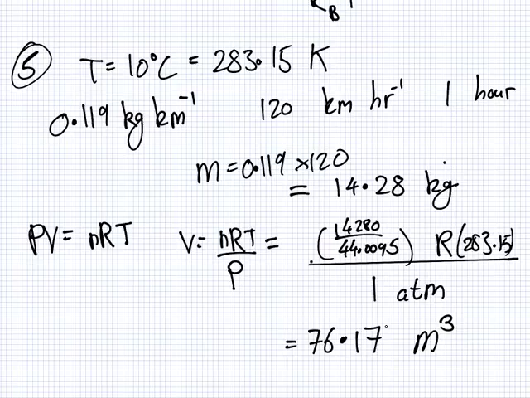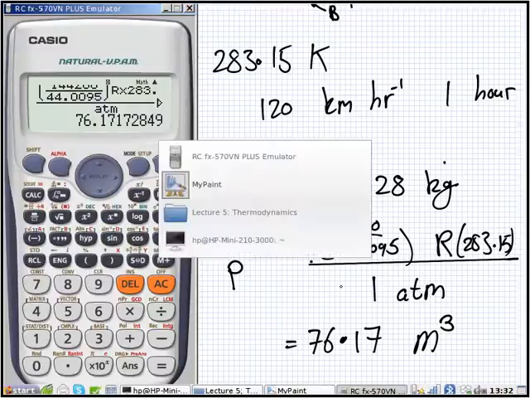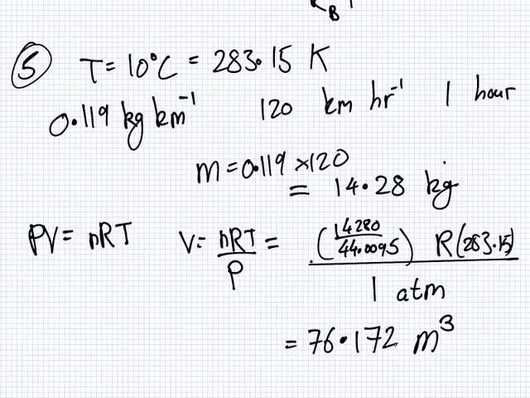How many liters? How many liters in a meter cubed? 1,000. So you could also give the answer as 76,172 liters of CO2 released by the journey. Why? Because remember, 1 meter cubed is 1,000 liters. So every meter cubed gives me 1,000 liters. So if I have 76 meter cubes, then I have 76,000 liters.